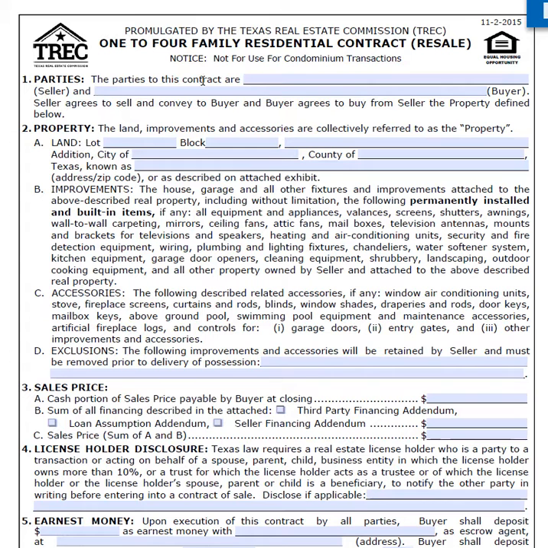Let's start with paragraph 1, the parties to the contract. The first blank is for the seller. Please do not assume that the tax rolls are correct. They frequently are not. And especially in the case of divorce or probate, the tax rolls can be incorrect. So if there's been a death or divorce, you will want to call upon your friendly neighborhood title company rep to help you determine who actually is the seller of the property.